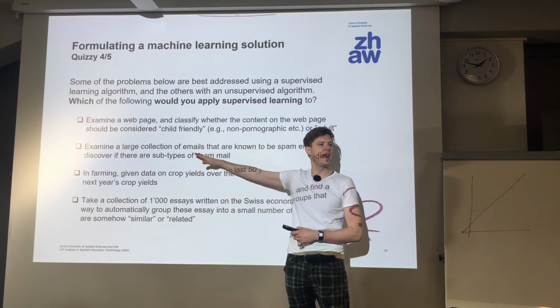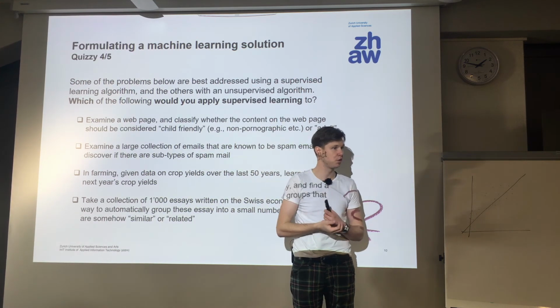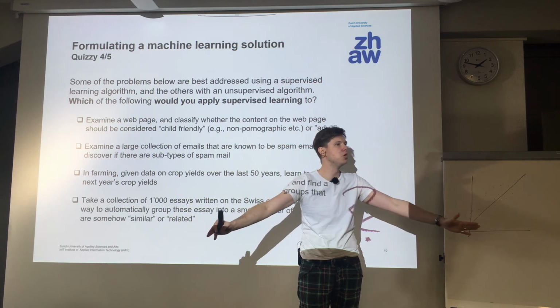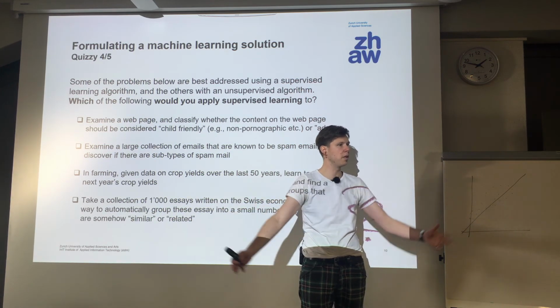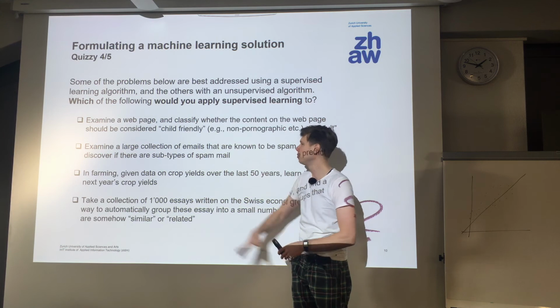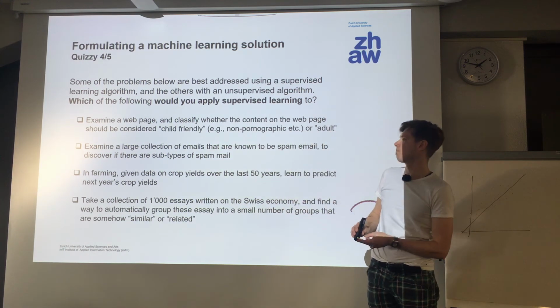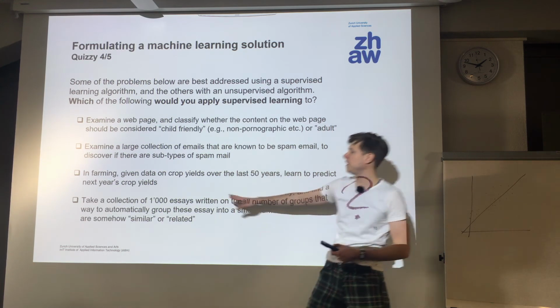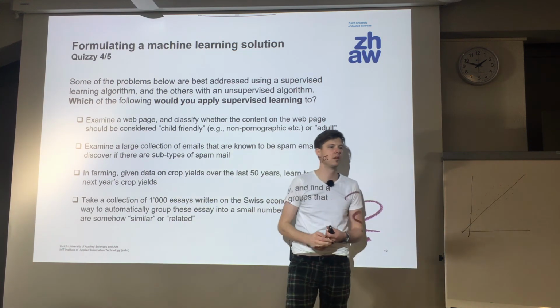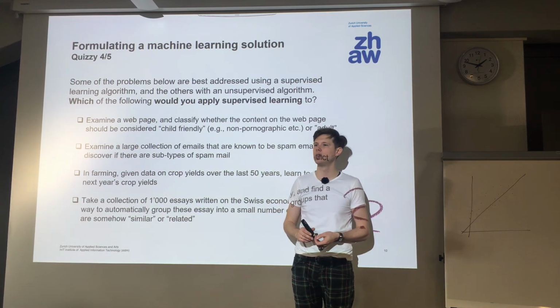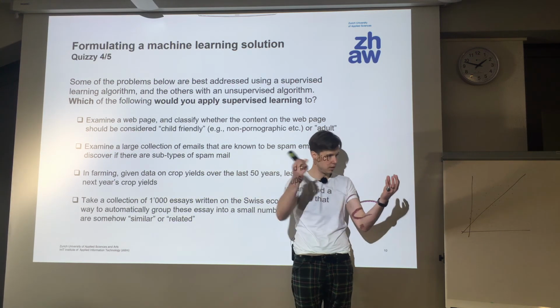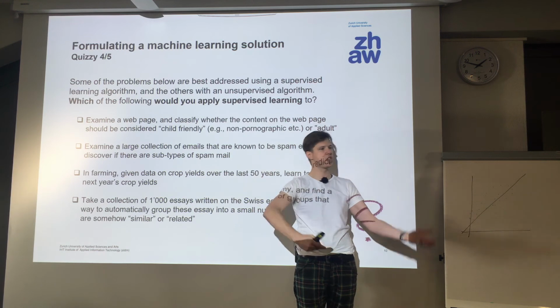This exact formulation cries out for an unsupervised clustering method. Like, you want to detect subtypes, but you don't know yet if there are any and how they look. That's clustering. Yes, unsupervised. In farming, given data on crop yields over the last 50 years, learn to predict next year's crop yields. Supervised or unsupervised? Supervised. We have the past data, we know input and output relations, we can learn from that.